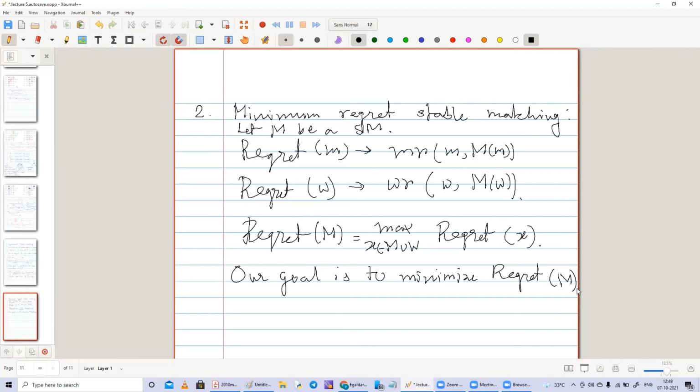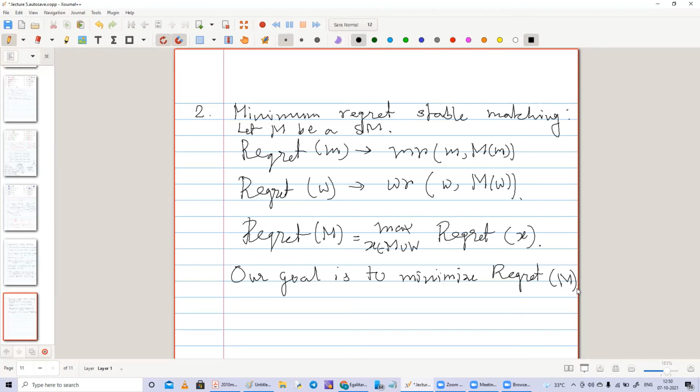So what is happening here is we want to find a stable matching in which no man or woman is getting too sad. Okay, so we basically want to find a matching that doesn't make any man or woman very sad. That is the goal of this particular matching. So this is called a minimum regret stable matching.